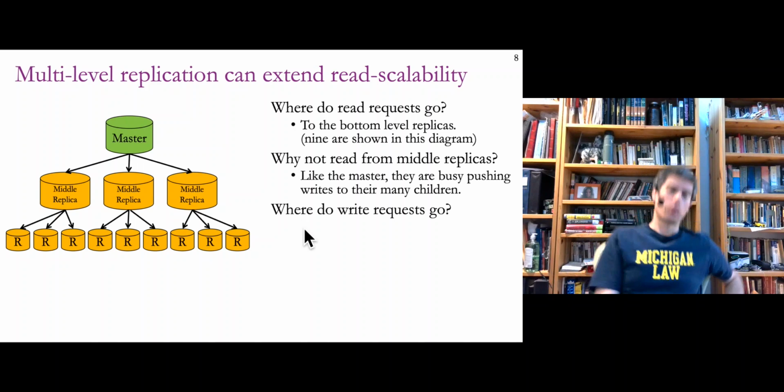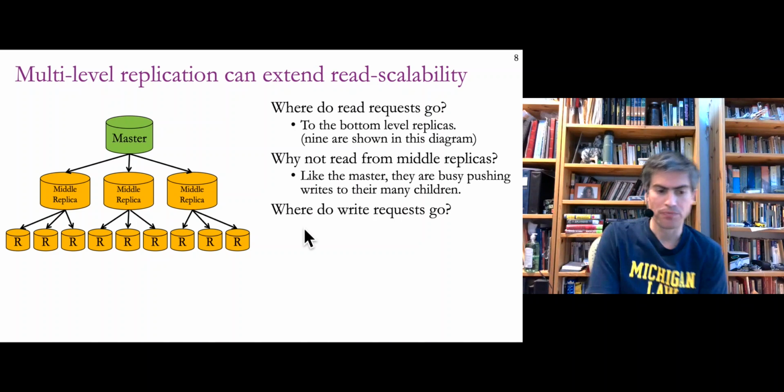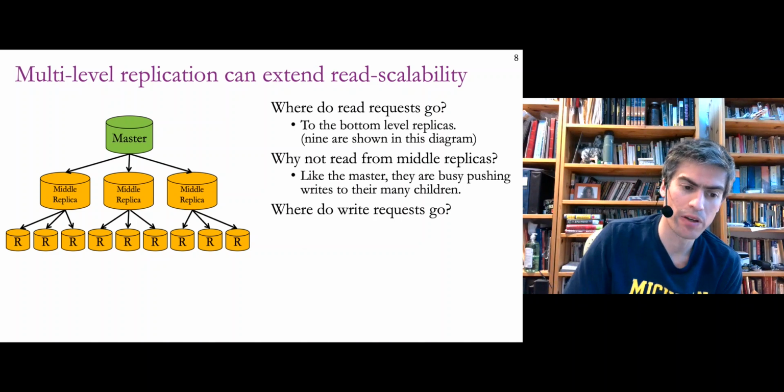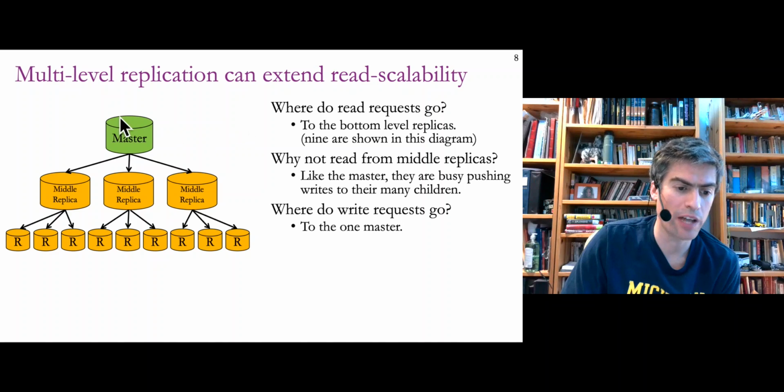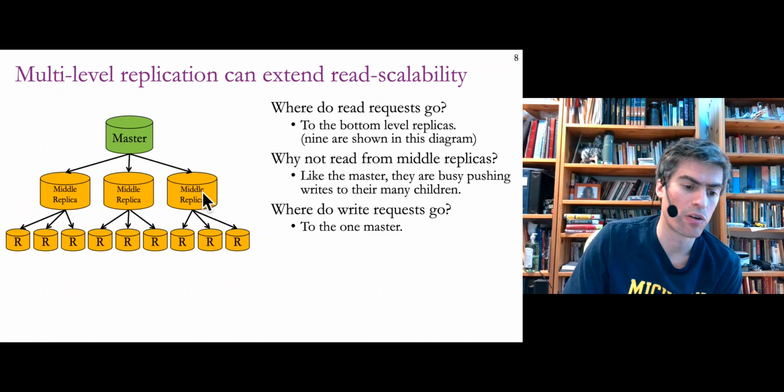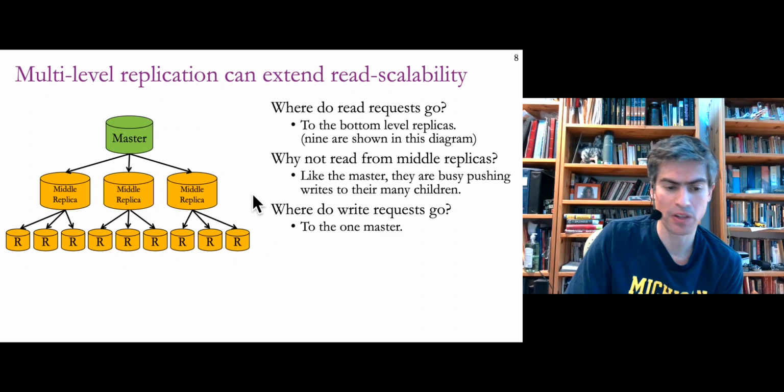All right, so where do write requests go in this case? They go to just the one master, actually. Writes only propagate downward. We can't write anywhere else. These orange nodes are all read-only replicas that only accept changes from other databases, not directly from the application.